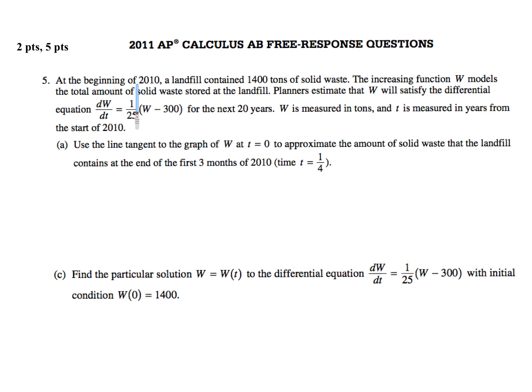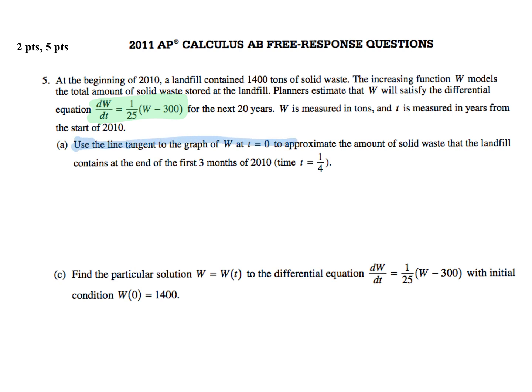At the beginning of 2010, a landfill contained 1,400 tons of solid waste. The increasing function W models the total amount of solid waste stored at the landfill. Really happy topic that we're talking about here. Planners estimate that W will satisfy the differential equation. So this is the rate that that landfill is either getting filled up or decreasing, right? Since it was a dW/dt, that's a rate. W is measured in tons, t is measured in years from the start of 2010. Use the tangent line when t is 0.